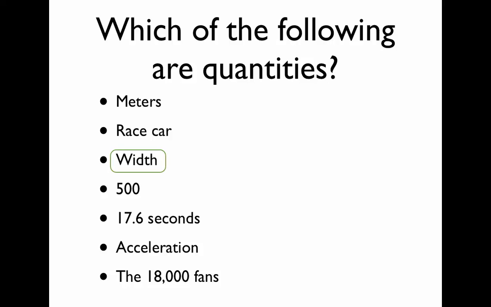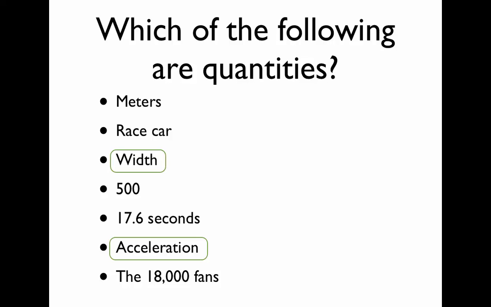Okay, so before we started this course, you might have thought 500 was a quantity, right? Because you associate quantities as numbers. That's not how we defined it, right? We define a quantity as a measurable attribute, so 500 is not. What about 17.6 seconds? Same thing, nope. Acceleration. That's a measurable characteristic about an object, how fast it's accelerating. Okay, the 18,000 fans. Is that a quantity?